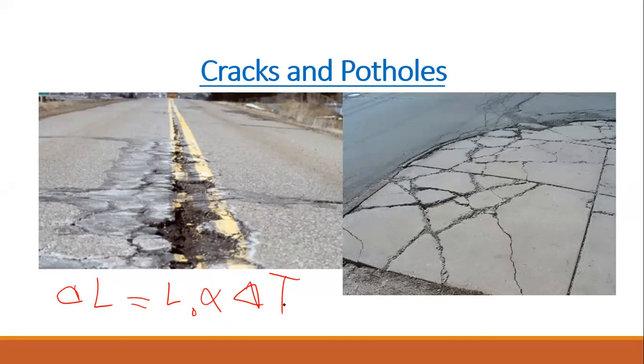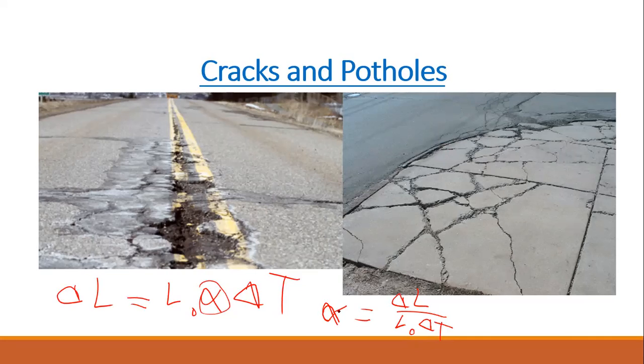And I can just try to put this alpha on one side, okay? Just to find the value of alpha by itself. I have here delta L over L naught multiplied by delta T, okay? I didn't do anything new. I just tried to find the value of alpha by itself, okay? By just transferring all the other factors to the other side, okay? So now I have the value of alpha. Alpha is equal to delta L over L naught over delta T, okay?